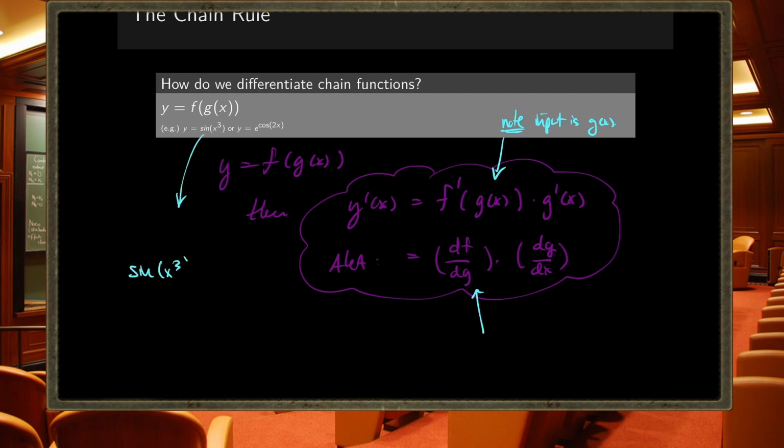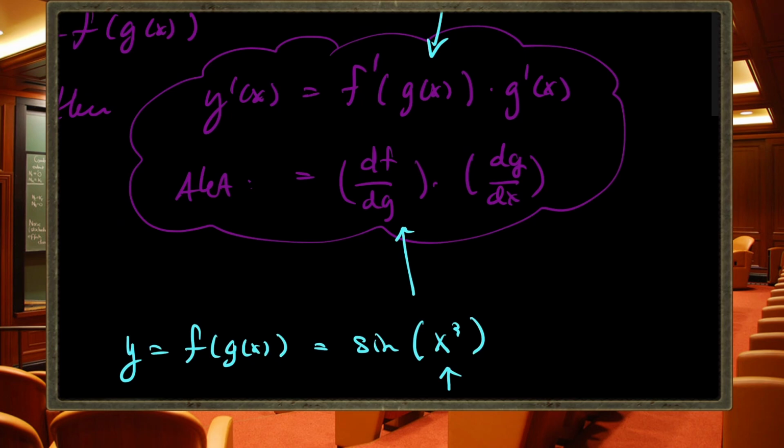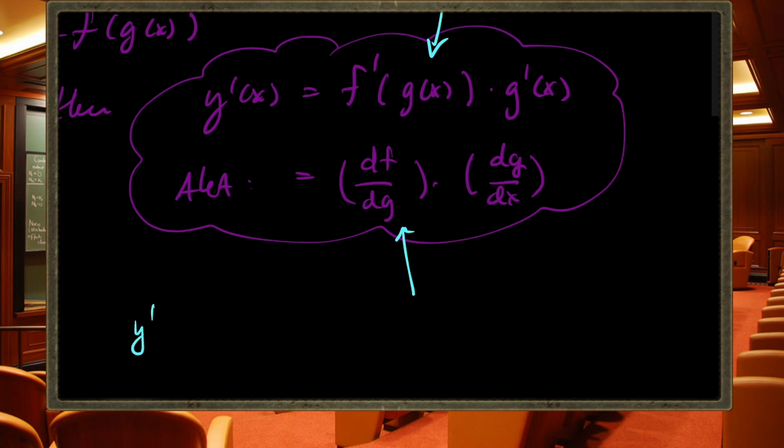So here, for example, sine of x cubed, we would call f of x sine, and g of x we'd call x cubed. And so our y at the end of the day is f of g of x, which is sine of x cubed. So you see how f is eating this x cubed function here. And so that's how we would differentiate here. So to just finish this example, what would y prime be?